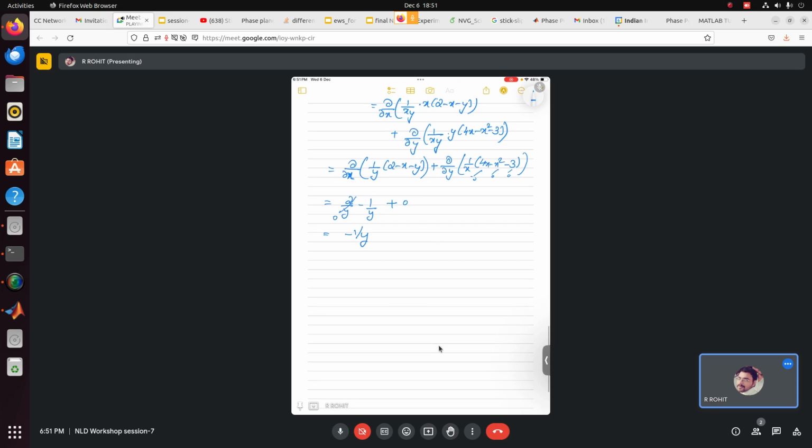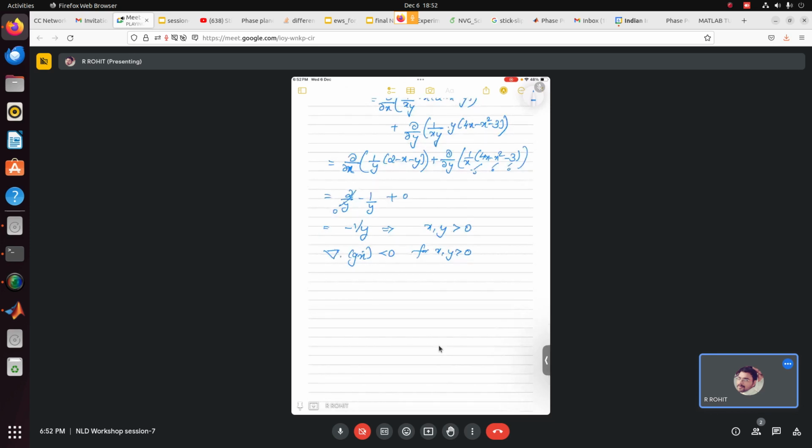by y. So this implies for x greater than y greater than 0, your ∇·(g ẋ) is always less than 0. So this implies g and f satisfy the required conditions.